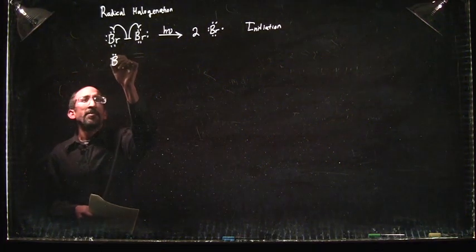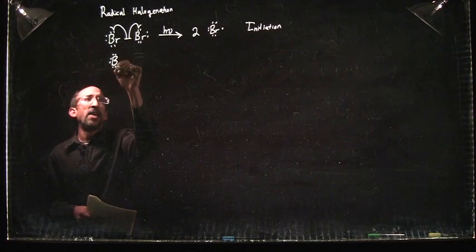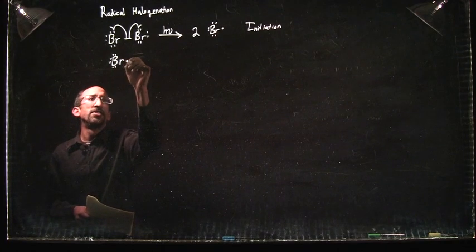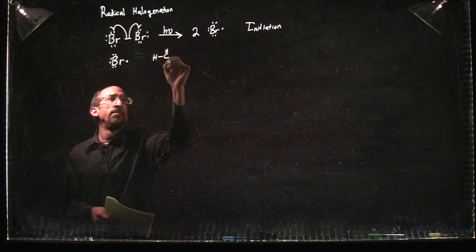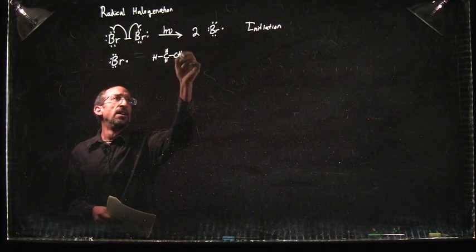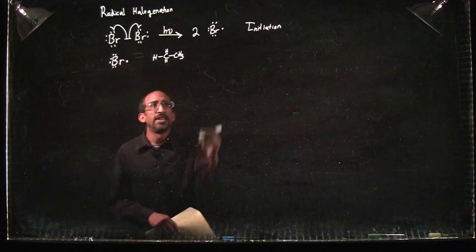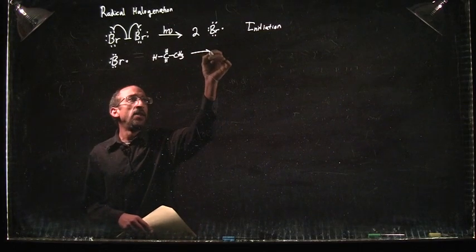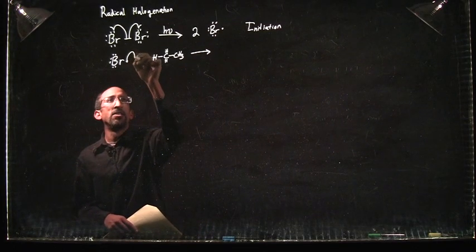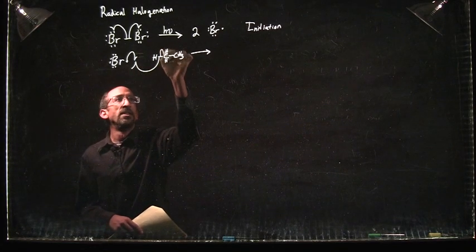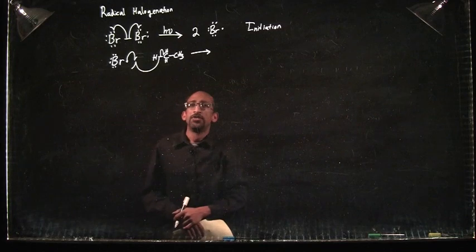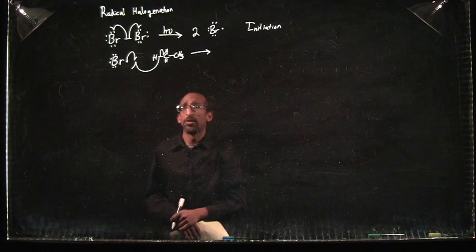From here, we have what's known as our first propagation step. So as I said, I'm going to use ethane for my alkane that I'm going to halogenate. And what we find is that this bromine radical removes a proton from ethane to create a carbon-centered radical.